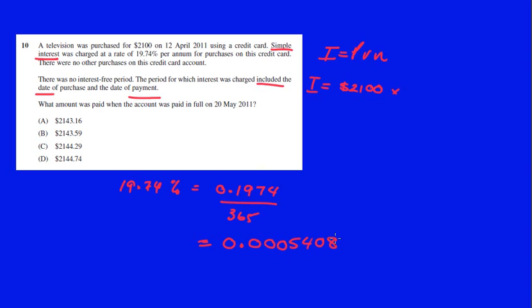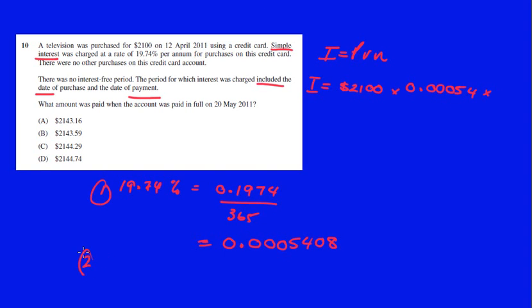0.0005408. Now you don't have to put that many decimals. Probably 54 would be sufficient there, but I have put those last ones in just to make sure. I'm just going to put the 54 there. Now that's the first tricky bit.